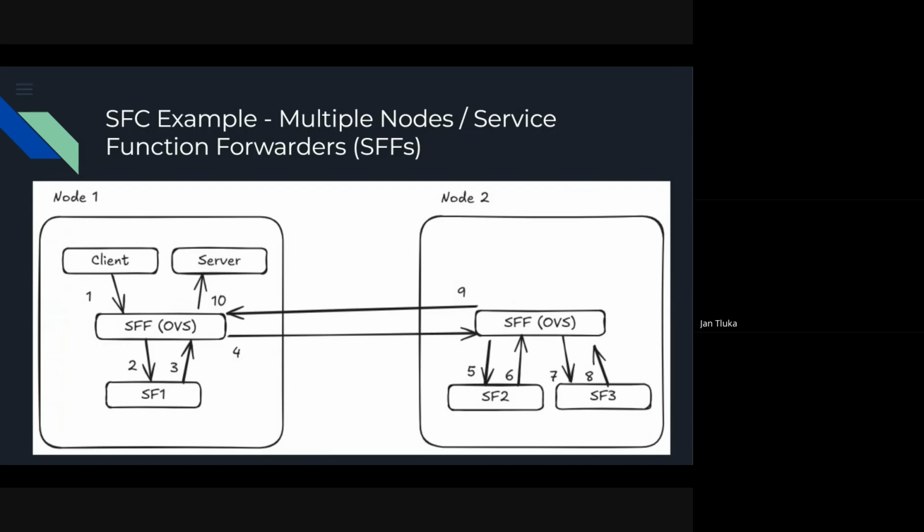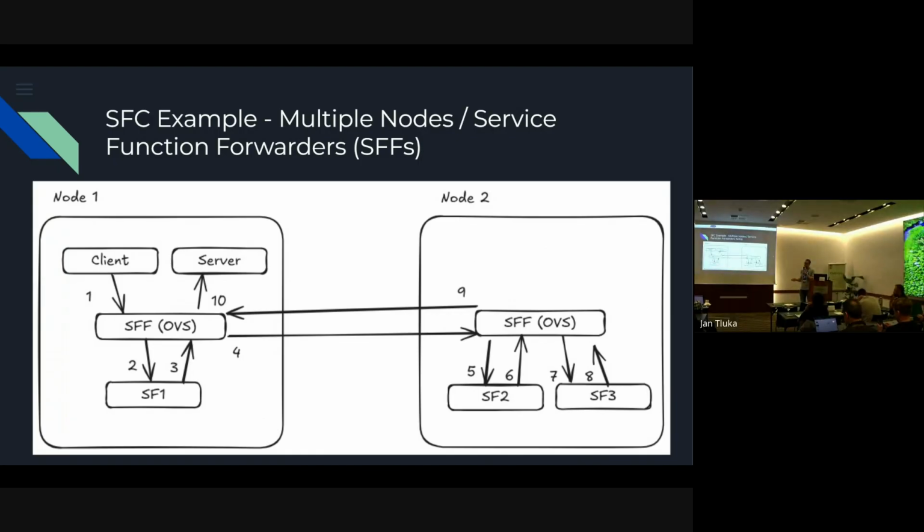Here's a service function chain example with multiple nodes. In this diagram, you can think of this as two different Kubernetes nodes with OVS on them. We have a client and a server, and I've shown in steps how the packet is traversing. The client sends a packet towards a service function forwarder. A service function forwarder is basically the data path that understands chain information. It's aware of chains and knows how to get packets to different SFs within each chain. For our purposes, we're going to call that OVS, so OVS is acting as a service function forwarder.